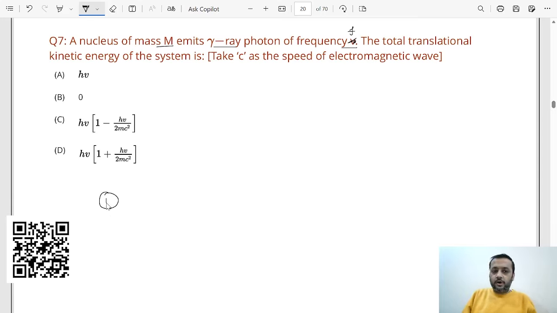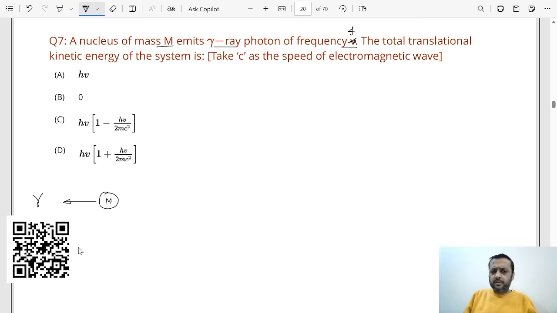There's a nucleus of mass m. Right now it is at rest. Now let us say it emits a gamma ray photon towards the left, and this gamma ray photon has a frequency f. So we can write the momentum of this gamma ray photon. What is the momentum of the gamma ray photon? Momentum of the gamma ray photon is P of gamma.